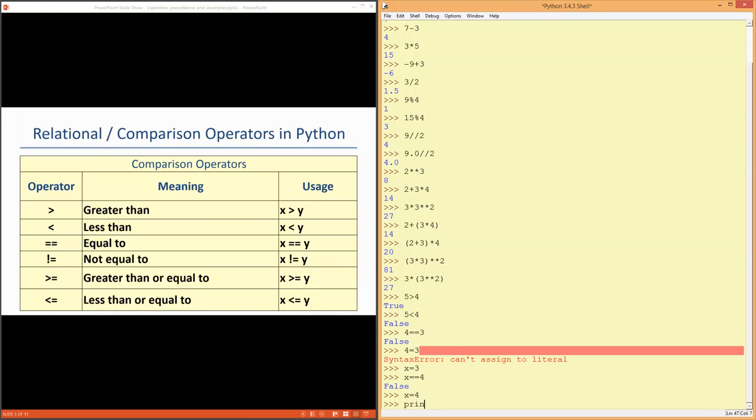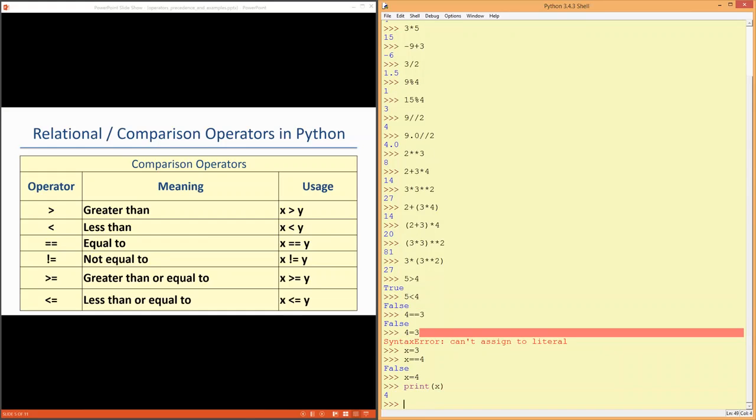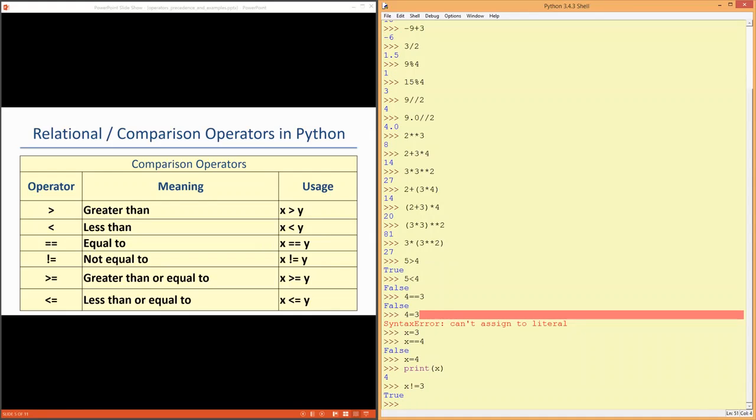So if I print it, you will see that the value of x changed to 4, even though that was not your intention. You were going to ask if x is equal to 4. So make sure again that anytime you want to use the equality comparison, you use two equal signs and not one. Let's ask another question. Is x not equal to 3? The answer is, of course, true, because right now the value of x is 4.